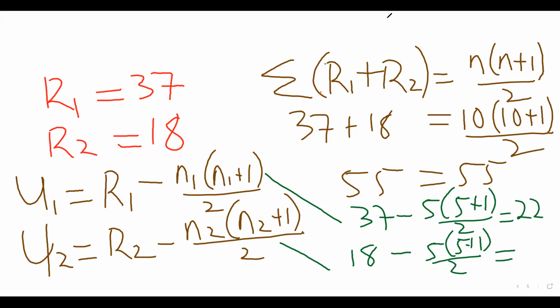I like when people write the answers ahead. It means that you are working with me. It is 18 minus 15. That will give you the value of 3. So our Mann-Whitney U statistic 1 is 22. And the U statistic 2 is 3.